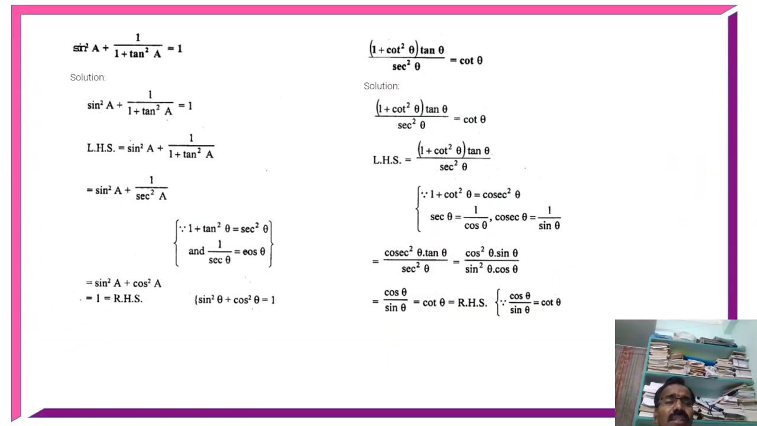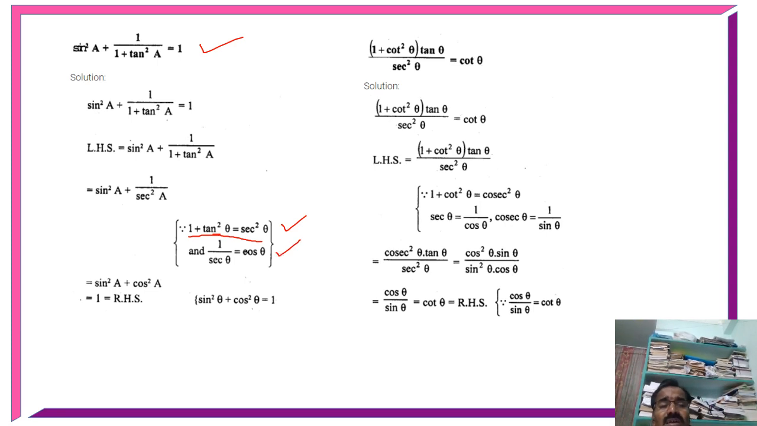Here it is given that sin square a plus 1 by 1 plus tan square a equals 1. We have to prove it. Simple, students, just like we did before. Same way here, you take the LHS: sin square a plus 1 by 1 plus tan square a. We know 1 plus tan square theta is secant square theta from the second identity. Previously we used the first and third identities, now the second identity.